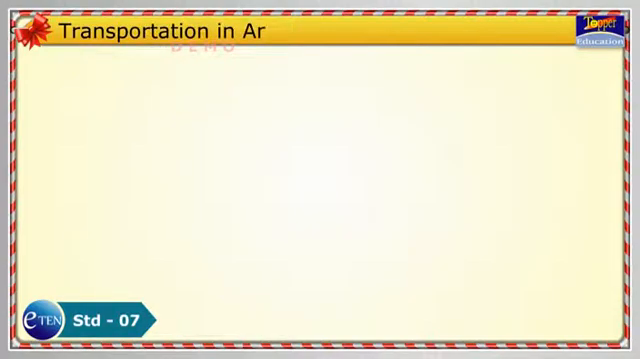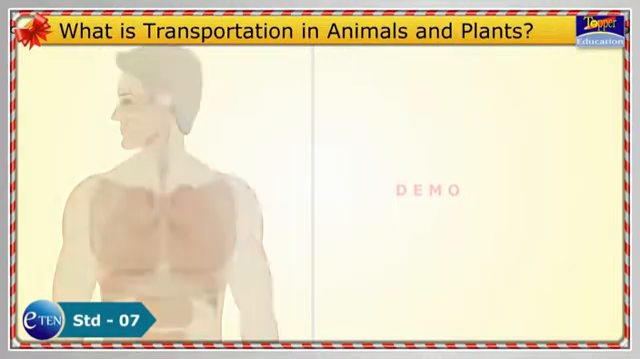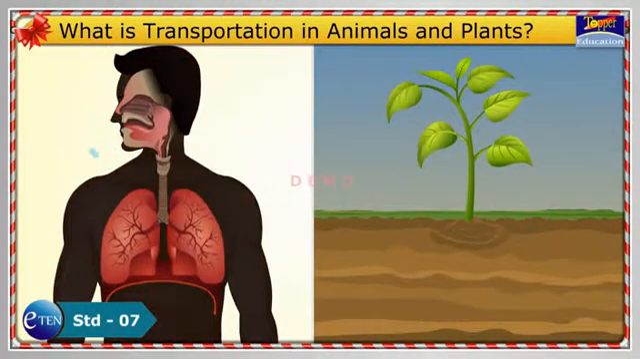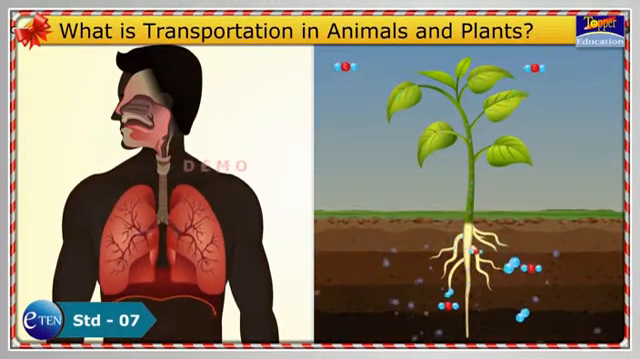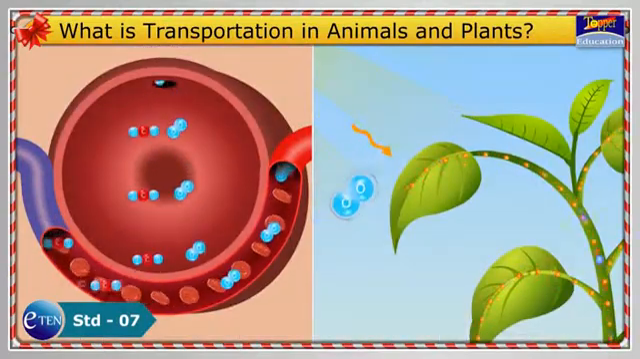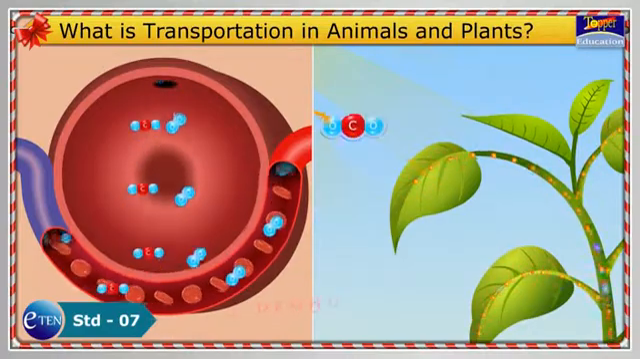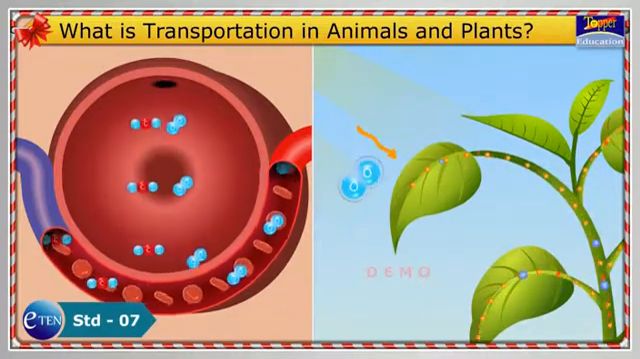Transportation in animals and plants. What is transportation in animals and plants? Transport of materials is necessary in both plants and animals, as every cell needs a regular supply of nutrients and oxygen for releasing energy through respiration.